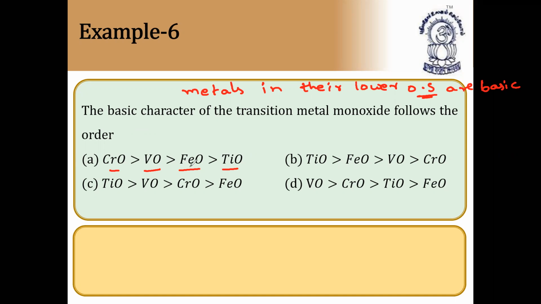Whichever comes first is more basic, and whichever comes last is less basic in the order of atomic numbers. So titanium, vanadium, chromium, then iron. Which option is following the order? That is the answer, option C, because after titanium we get vanadium, then chromium and ferrous oxide.